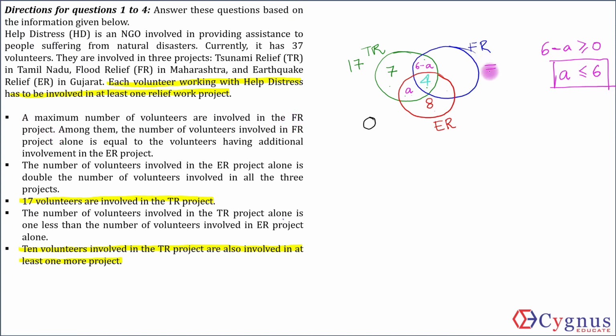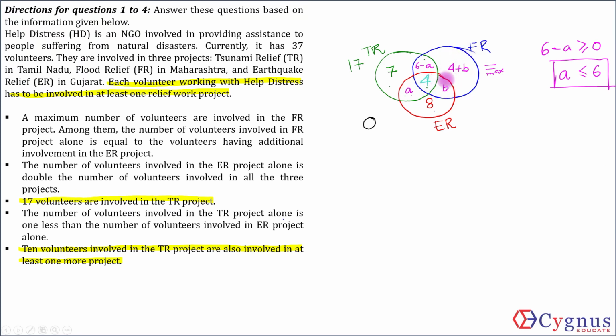Maximum number of volunteers are involved in the FR project. Among them, the number of volunteers involved in FR alone is equal to the number of volunteers having additional involvement in the ER project. So that means this value FR alone is equal to this area. So if I were to say that this is B, then the number of people who have additional involvement in ER is 4 plus B. So that should be equal to FR alone.